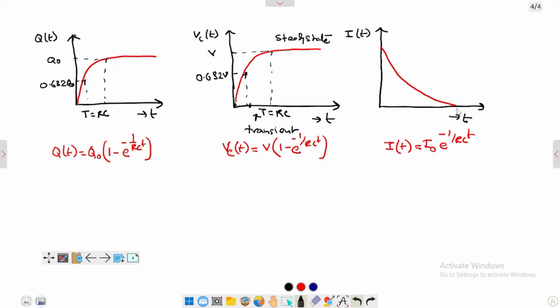This way we can have a charging of our capacitor. Similarly, for an inductor, we can have current build-up in an RL circuit. And then another equation we can have is that we have charged this capacitor, we can discharge it. So in future videos, I will try to bring all those calculations.